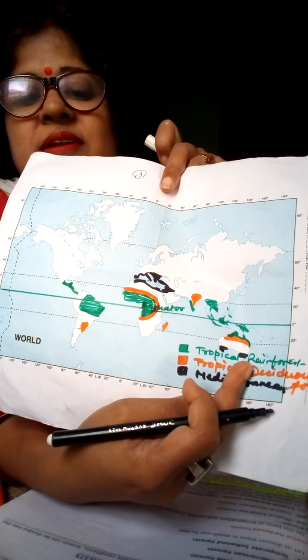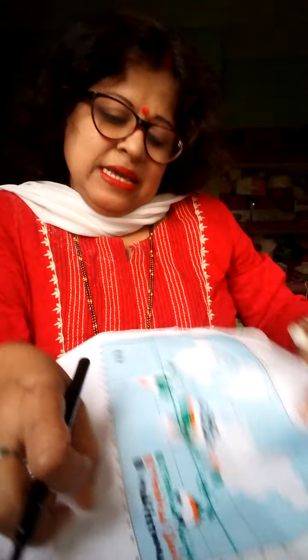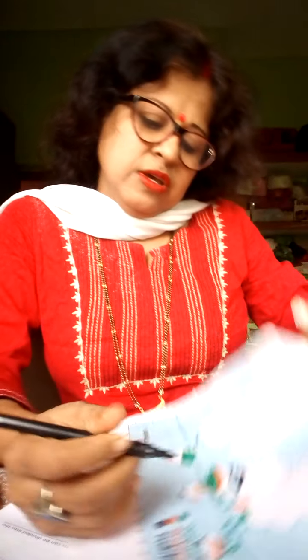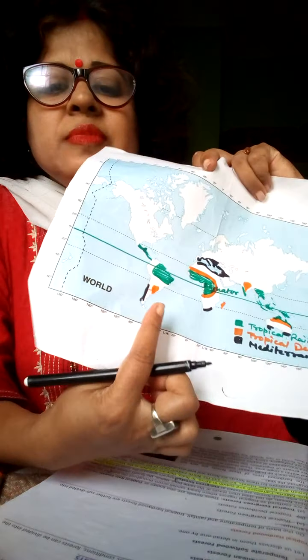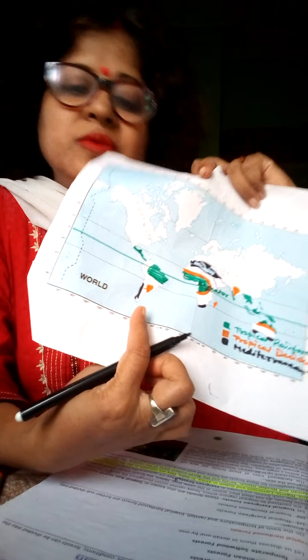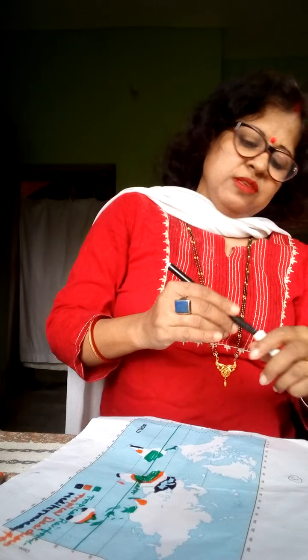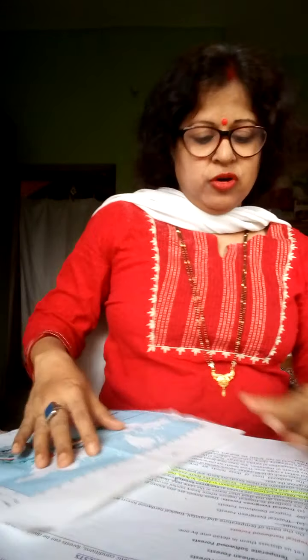In Australia, it is found here. And in Africa also, it is found here. And in South America, it is found here. So, this is Mediterranean forest.